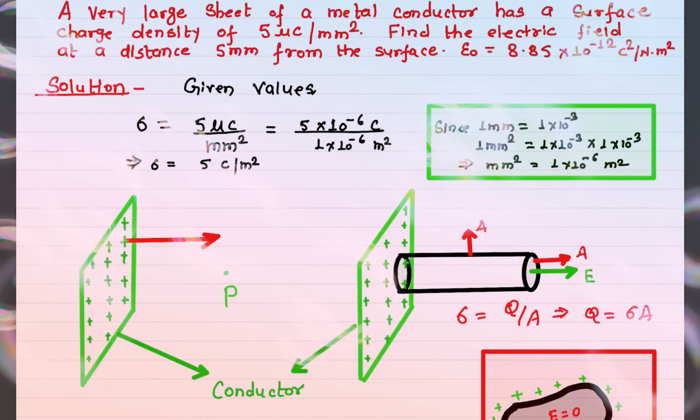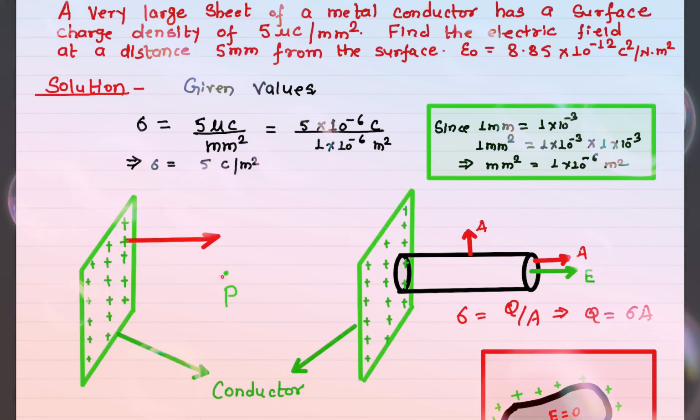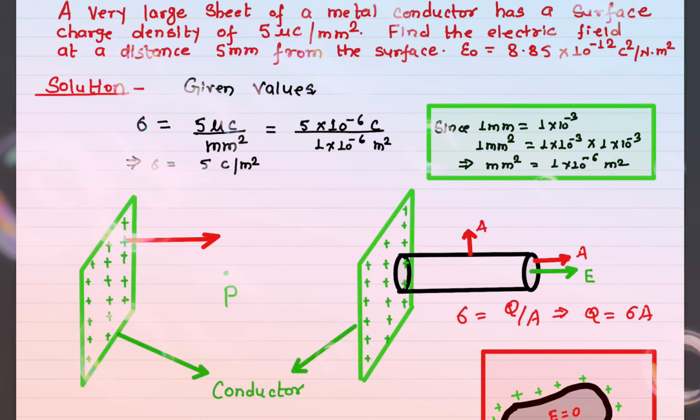So how do we do that? First we need to find out the electric field value, and there are different ways. You can use the Gauss law to calculate it, and here I'm going to derive it.